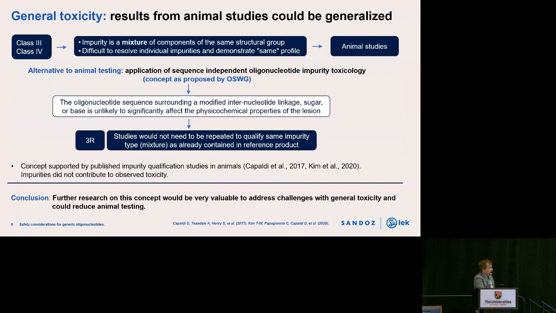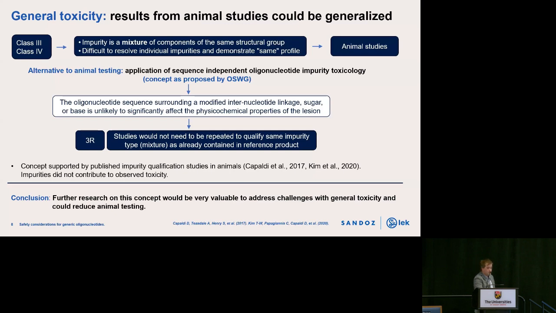So when we talk about class 3 and 4 impurities, it's important to understand that these are mixtures of components of the same structural group, so-called positional isomers. And analytically, it's very difficult to resolve individual impurities and to demonstrate that you have the same impurity profile. So for example, we might have the same level of A-basic impurities as in the reference, but the ratio of individual ones might vary. And what this means is that we would typically need to perform an impurity qualification study in animals. However, there is an alternative possible, which is the application of sequence-independent impurity toxicology.